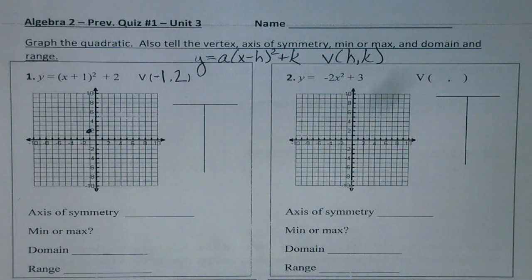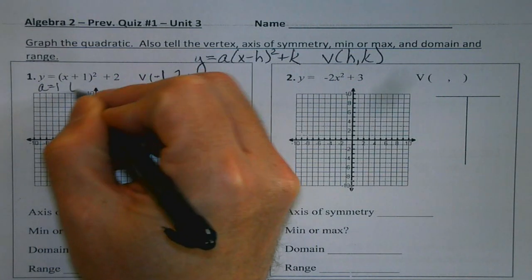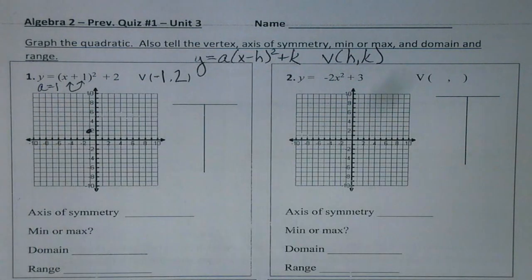Next thing I want to look at, what's my A value? Because my A value is going to tell me if my parabola opens up or down. Okay, this opens up because my A value is positive. So I know a couple of things. Now at this point, I've got a choice on how I want to get the rest of my points for my graph.